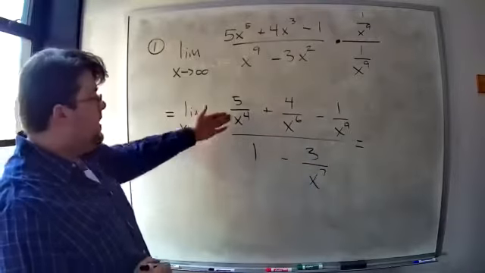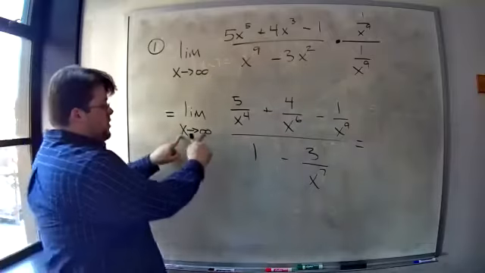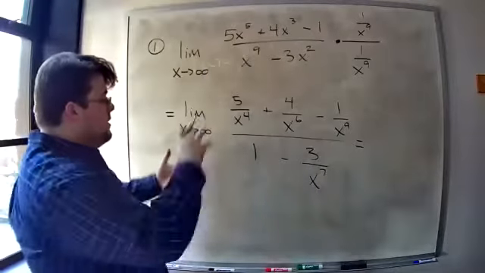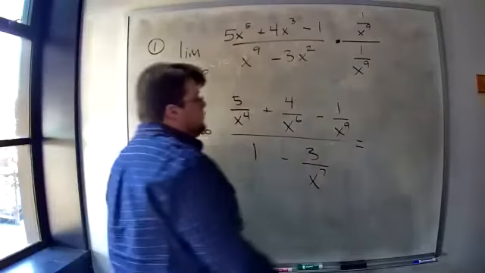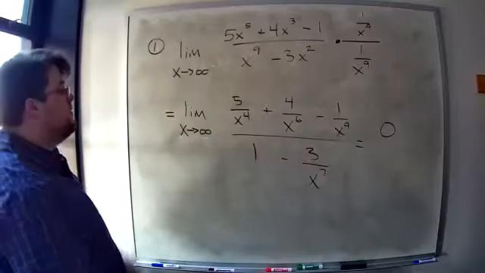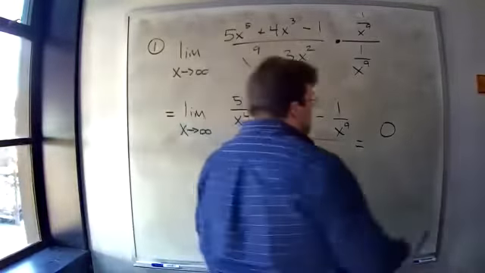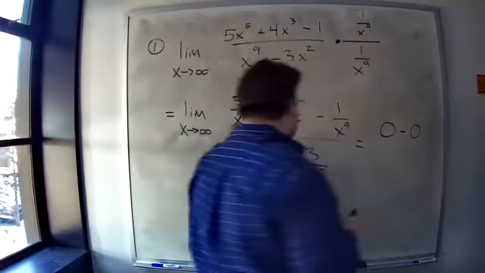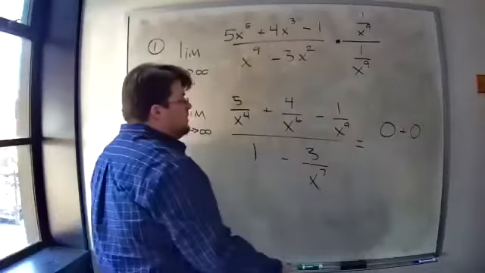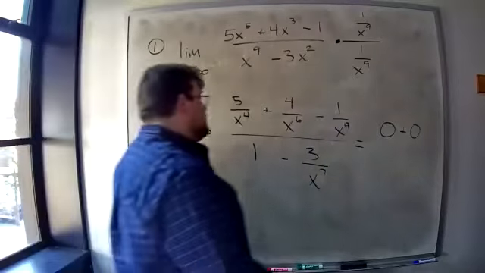As x goes to infinity, 5 over x to the 4th will go to 0, because as x gets larger, this denominator is also getting larger. So 5 divided by larger and larger things will keep getting smaller and smaller and approach 0. And similarly, this limit would be 0. 4 divided by larger and larger numbers will keep getting smaller. And similarly, this one will approach 0, from the negative side of 0, but it still approaches 0.